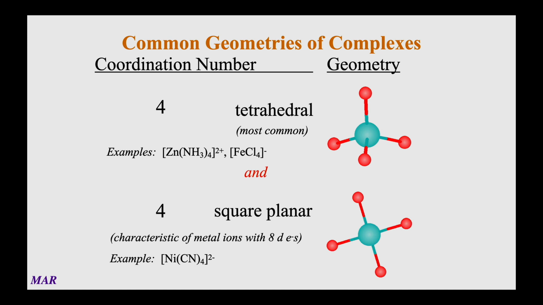So NiCN4-2 has a square planar geometry. The light blue atom in the middle is nickel. The little red dots in the square around it, each one of those represents a cyanide. And you can imagine that above and below the screen, you would have a lone pair on the nickel. That's what gives it the square planar geometry.